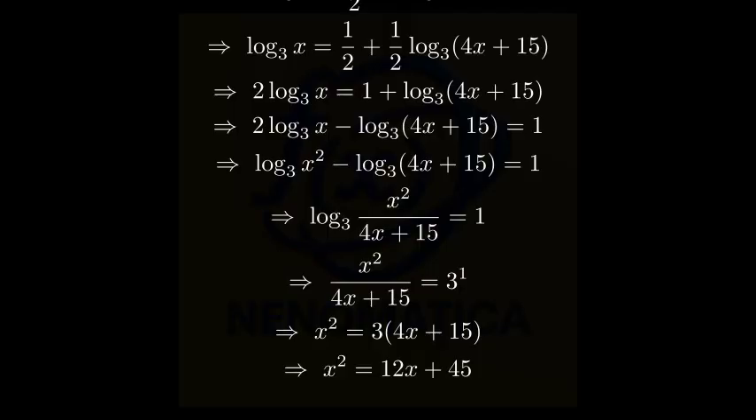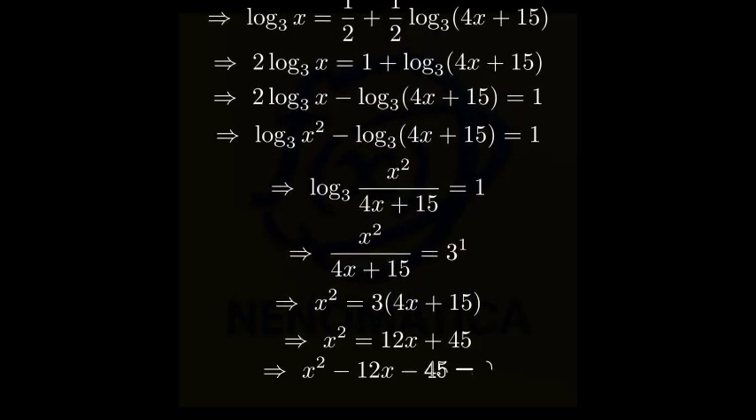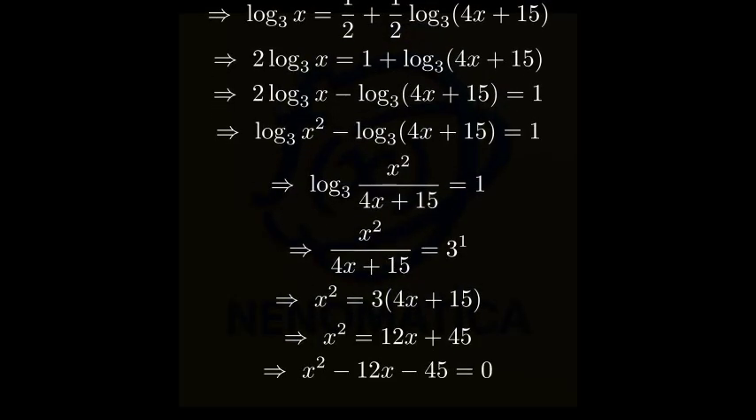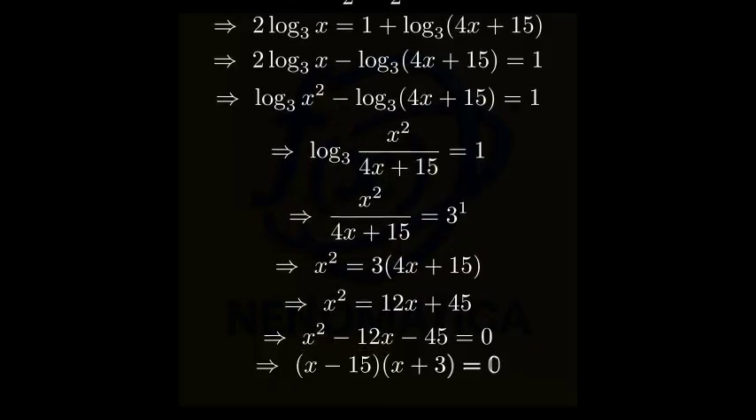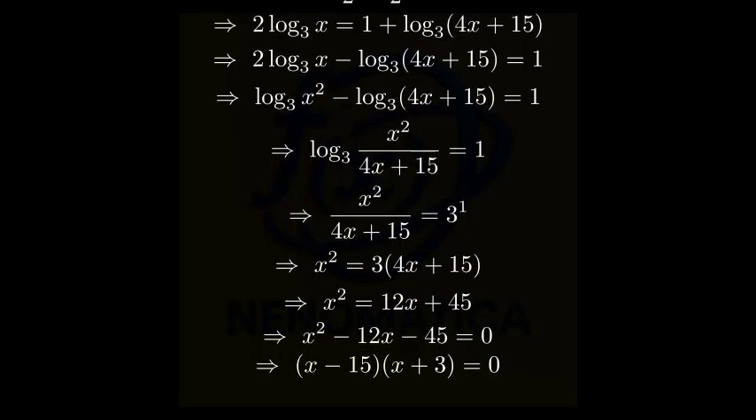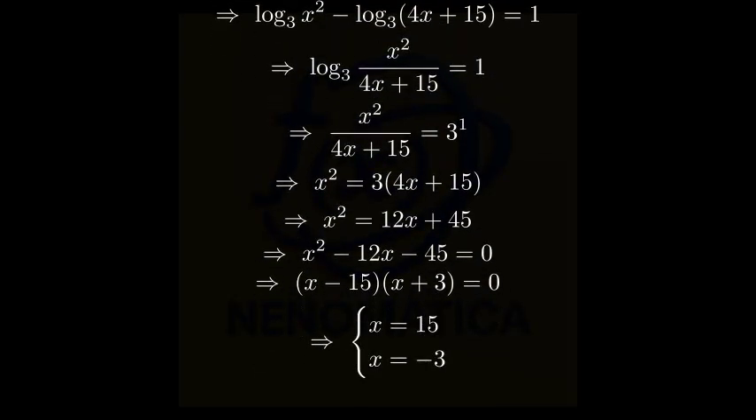Step 9. Move all terms to one side to form a quadratic equation: x squared minus 12x minus 45 equals 0. Step 10. Factor the trinomial. The factorization is (x minus 15) times (x plus 3) equals 0. Step 11. Set each factor to 0 for the candidate solutions. Therefore, x equals 15, or x equals negative 3.